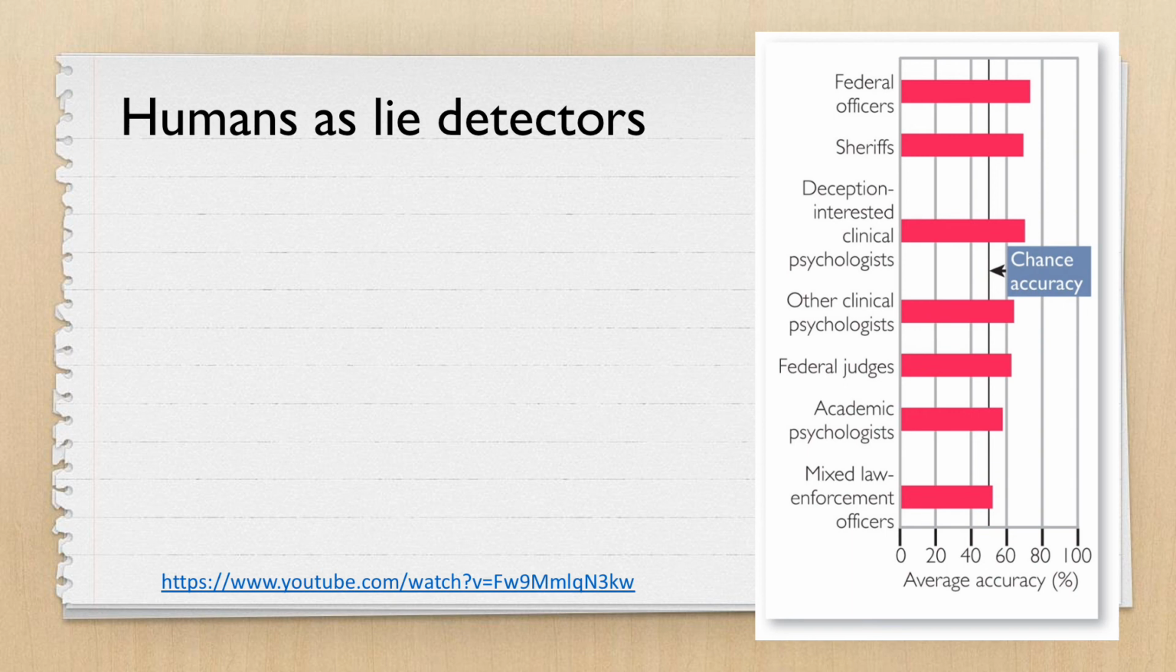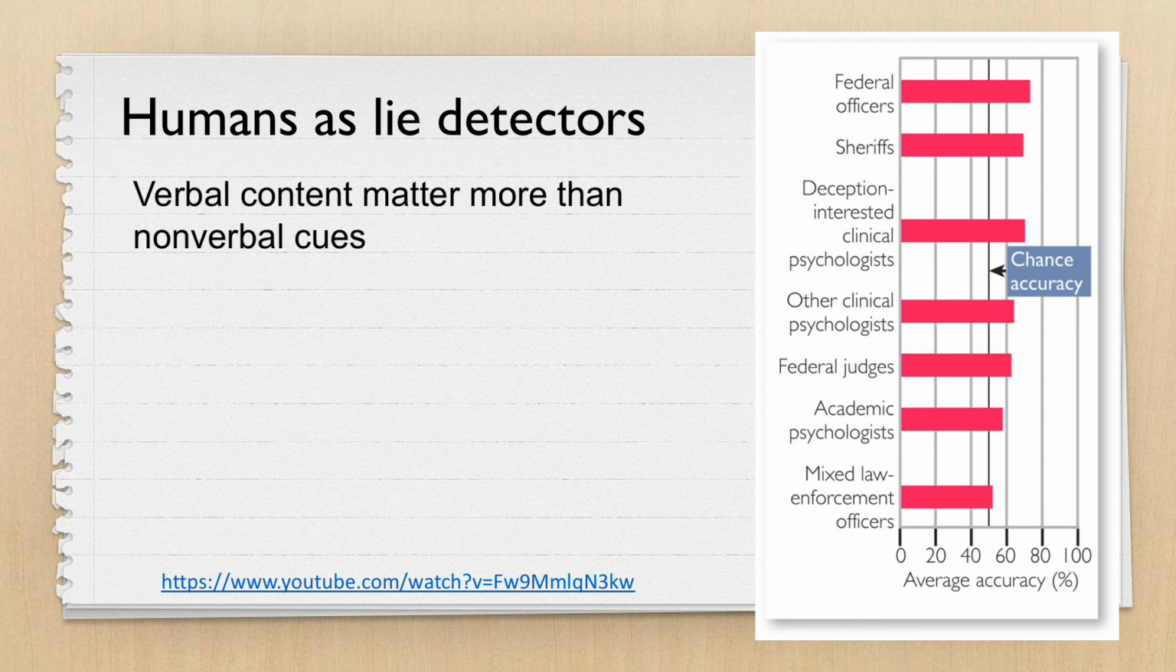We all lie. Diary studies suggest that college students tell on average about 2 lies per day. And how good are we at detecting lies? It turns out the verbal content gives us more information than nonverbal cues, despite common wisdom suggesting otherwise.